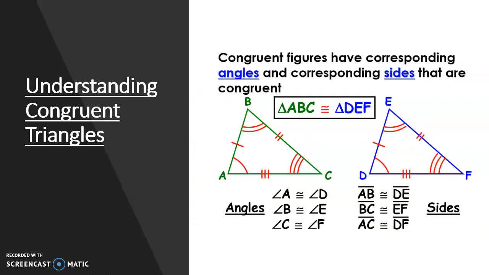Congruent figures have corresponding angles and corresponding sides that are congruent. When using geometry notation, we read this statement as follows. Triangle ABC is congruent to triangle DEF. The symbol that I circled, the little wavy line over the equal sign, means congruent.